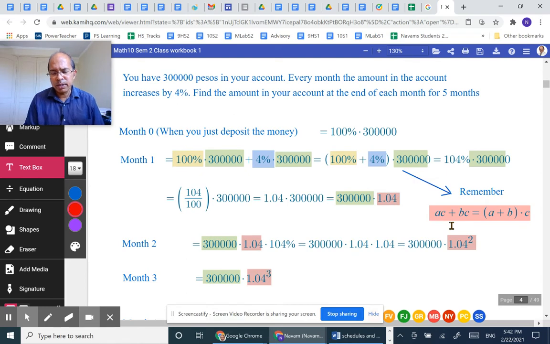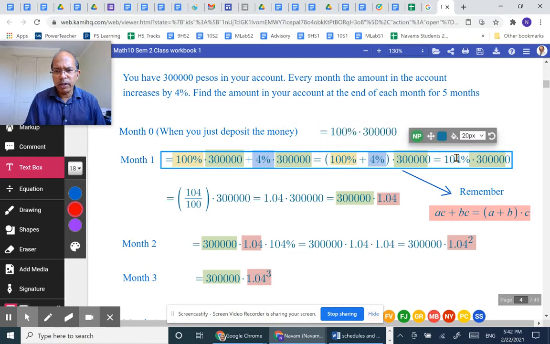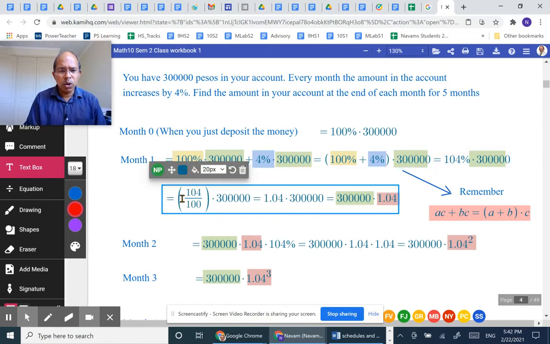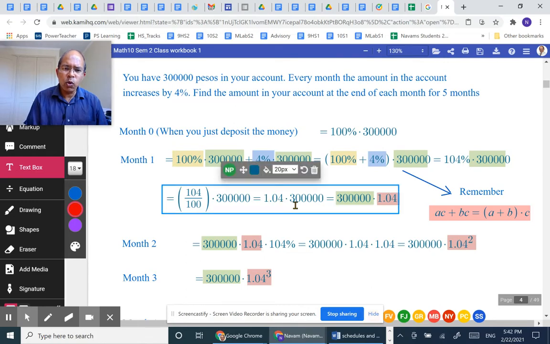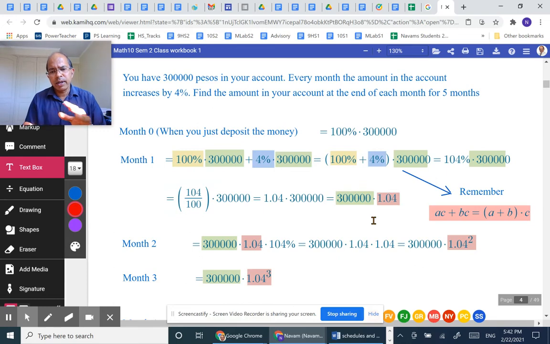If you add two terms that look like A times C plus B times C, then you can take C common and then multiply that by A plus B. And that's what we have done here. So 100% plus 4% becomes 104%. 104% is nothing but 104 divided by 100. That multiplies 300,000. In decimals, it's 1.04 times 300,000, which can be written just flipped as 300,000 times 1.04.